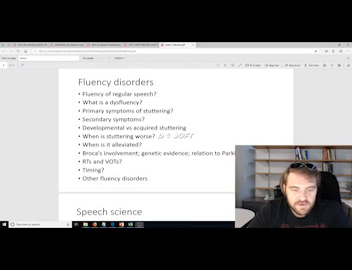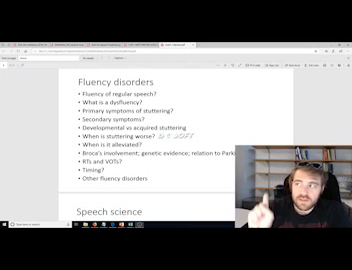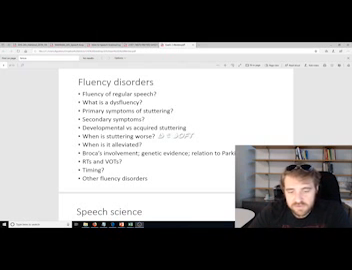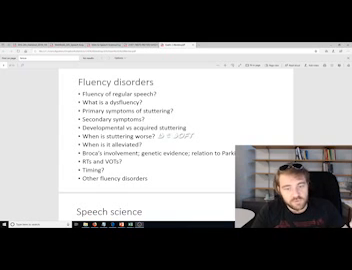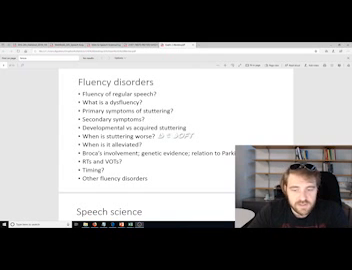So Broca's area seems to be less active in people who are stutterers. There's some genetic evidence. Twins are more likely to, well, I should say, identical twins are more likely to both be stutterers than fraternal twins, so it seems like there's a genetic link there.